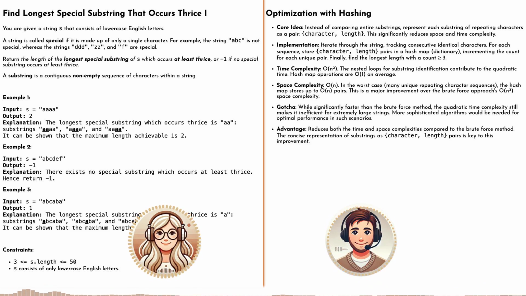Well, the trick is instead of storing those actual substrings, we can just use a hash map to store a sort of representation of each special substring. We'll just represent them using pairs: the character that makes up the substring, and then its length. Wait, so instead of storing the full substring, we would store something like a character and 5. Exactly, you got it. And this one little change can save us a ton of space, especially when our strings get really long. And the best part about hash maps is that they let us get to the information associated with a key super quickly. In this case, our key would be that character-length pair.